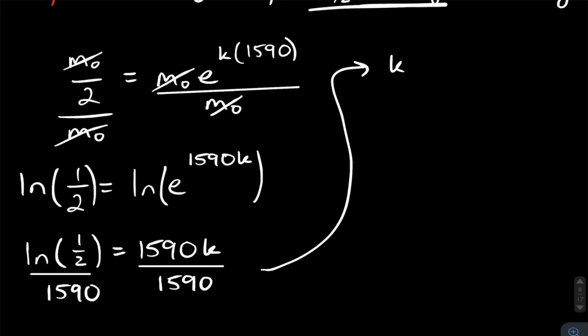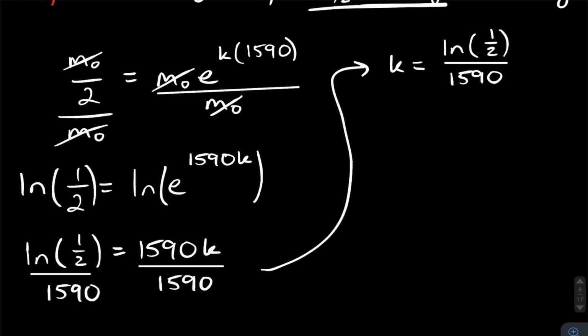Okay? And when we do that, we get that k is equal to, and we don't even need to plug this into our calculator or anything, right? It might just be a little bit of a waste of time. Okay, we can just write k as natural log of 1/2 over 1590. Okay, I mean, it might be easier for you to look at a decimal, right? But I mean, it's up to you, I guess.